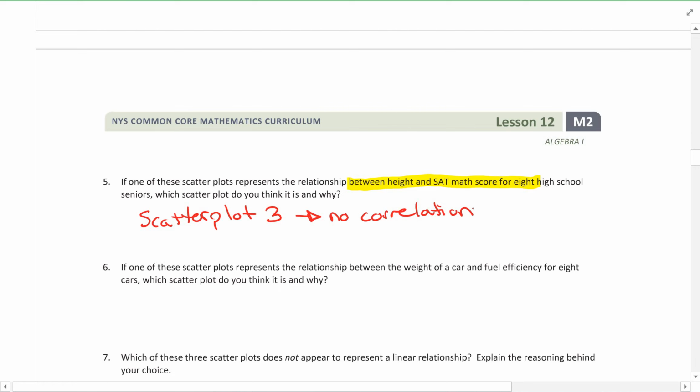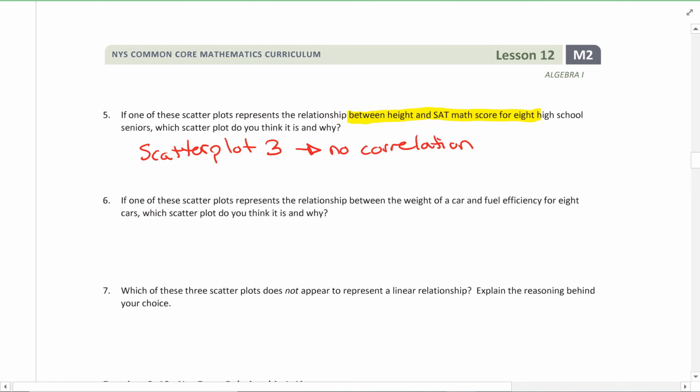And finally, number 6, if one of these scatter plots represents a relation between the weight of a car and the fuel efficiency for 8 cars, which scatter plot do you think? So think about this. If you drive a little Toyota Yaris or one of those Mini Coopers, those things are tiny. If you know anything about them, they also get a lot of miles to the gallon. Now think of a big rig. Think of a huge double wide truck. Do you think those get a lot of miles to the gallon?